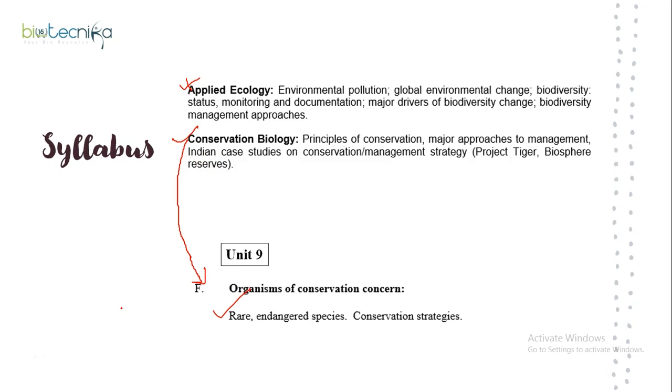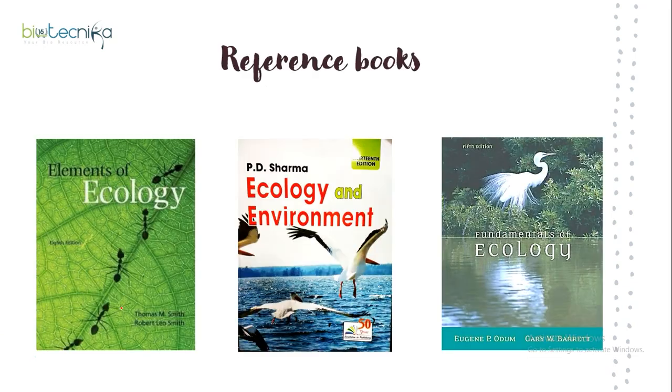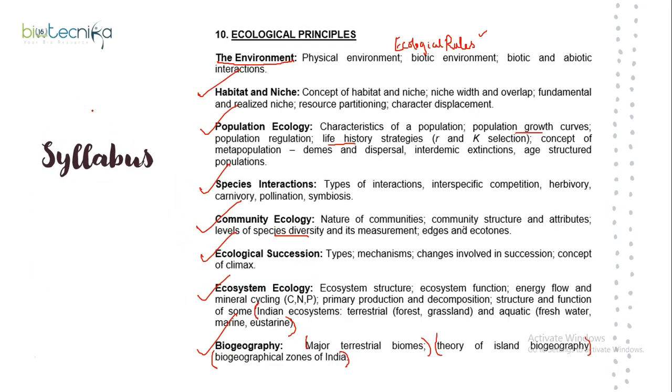So coming over to your reference books now. Well, there are 3 main reference books. However, I prefer to study from Smith and Smith because this is one book where you will get all the information. If I go back here, population ecology, the life history categories, population growth, species interaction, community ecology, ecological succession, all of these important topics are there in Smith and Smith.